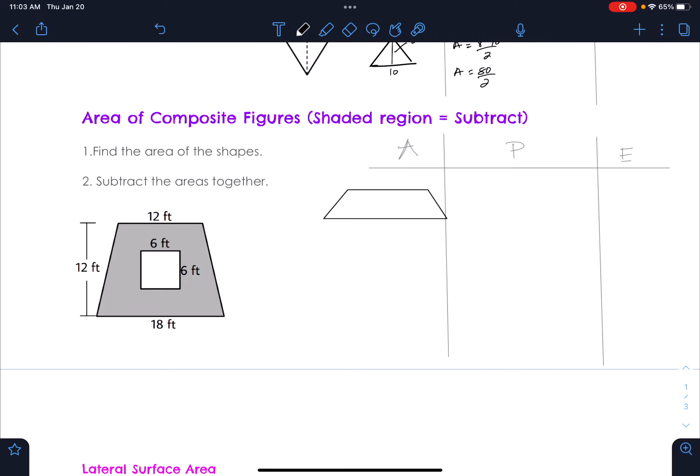The trapezoid has a height of 12, with one base of 12 and one base of 18. The area of a trapezoid is base 1 plus base 2 times the height divided by 2.